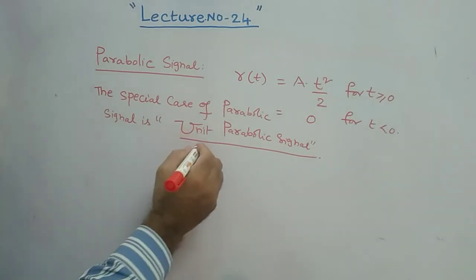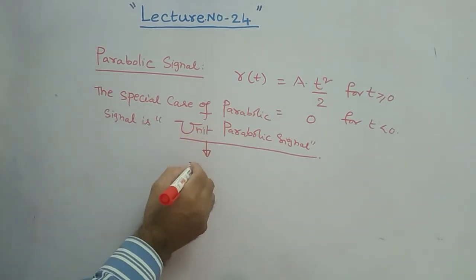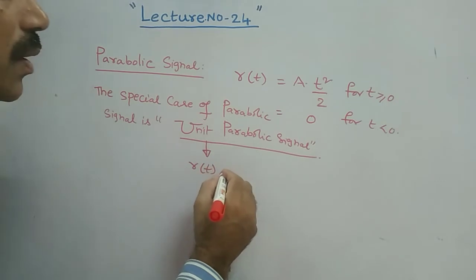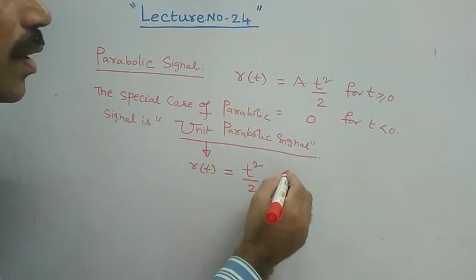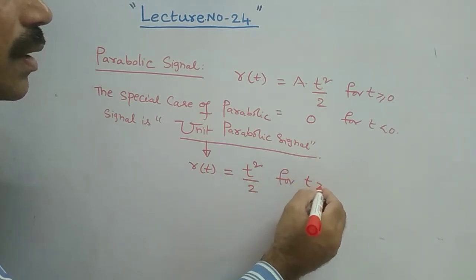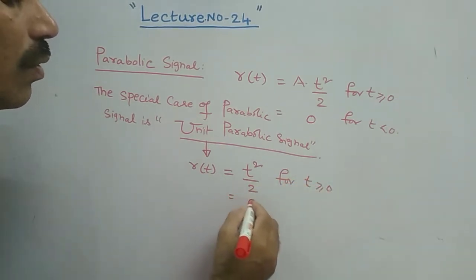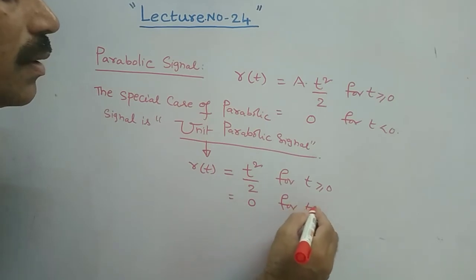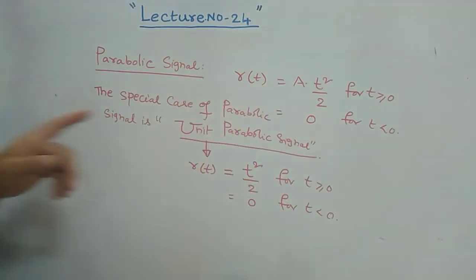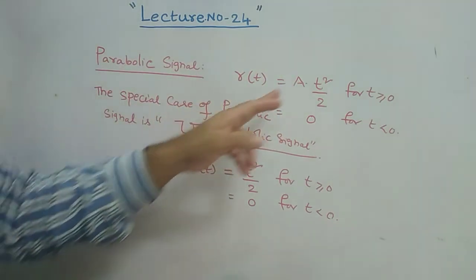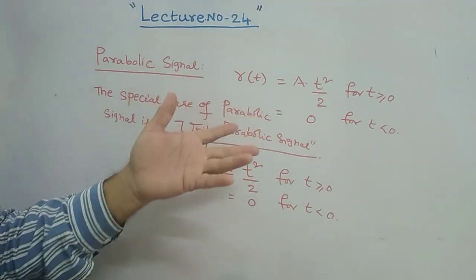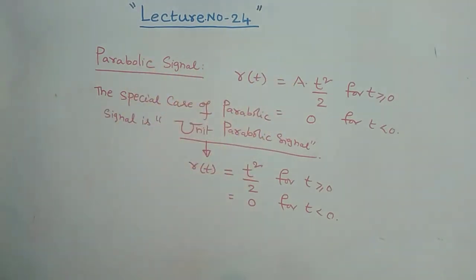Means in the unit parabolic signal, you have r(t) equal to, there is no a. It is simply t square by 2 for t greater than or equal to 0, and it is 0 for t less than 0. That's all. So in unit parabolic, we need not mention a, because unit means the value of a becomes 1. That's why r(t) is t square by 2. This is unit parabolic, or this is in general.